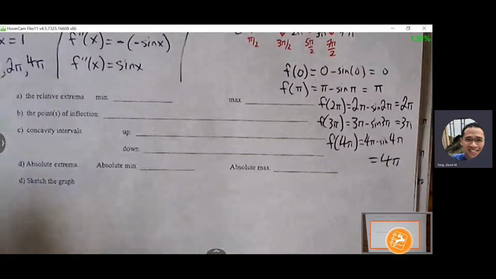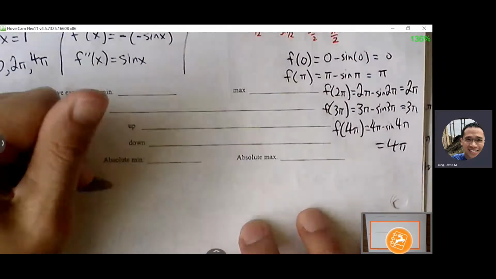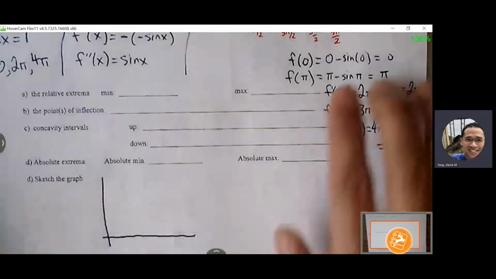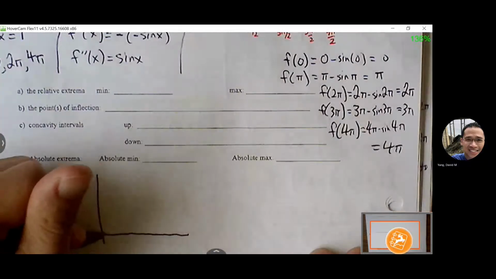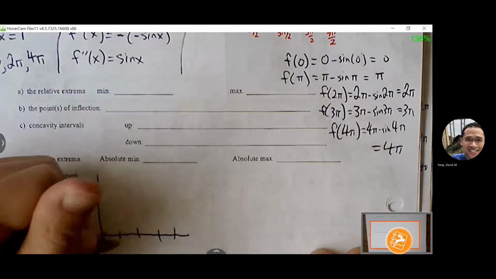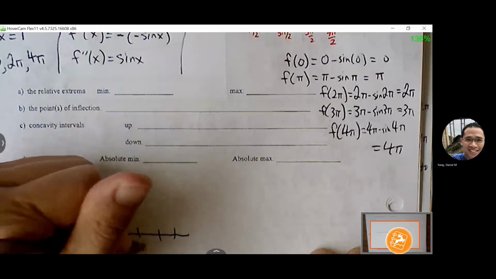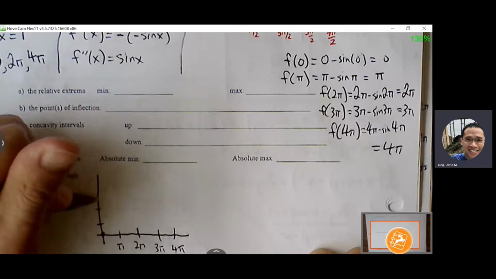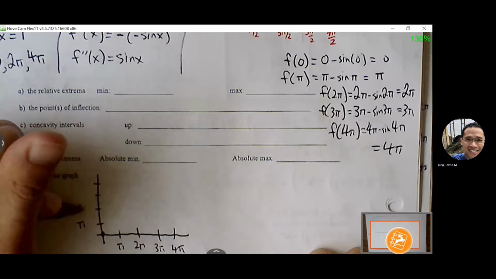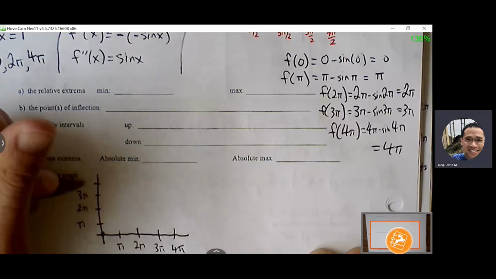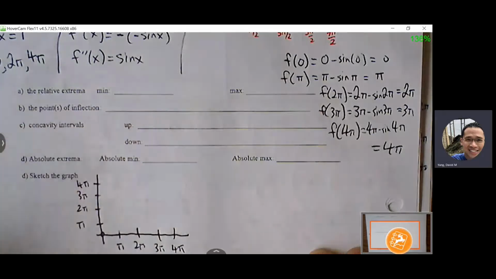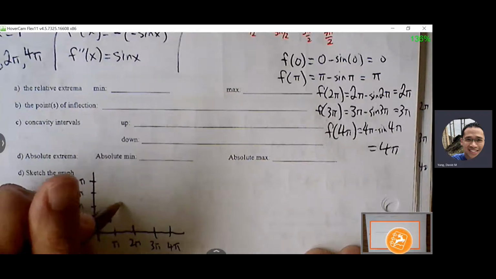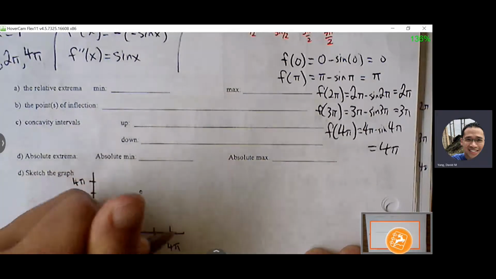Okay, so we have all these ordered pairs. Let's go ahead and plot those points. We have ordered pairs 0, 0. I'm going to conveniently mark my x and y axis. So 0, 0, pi, pi, 2 pi, 2 pi, 3 pi, 3 pi, and 4 pi, 4 pi.